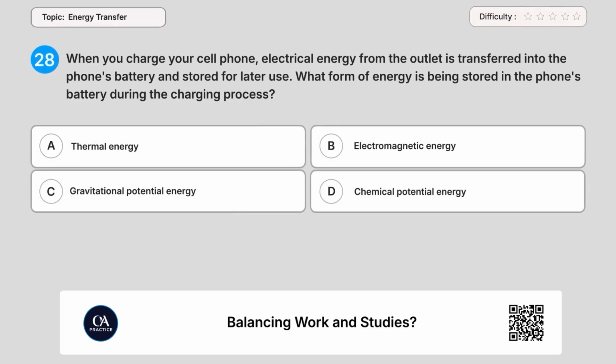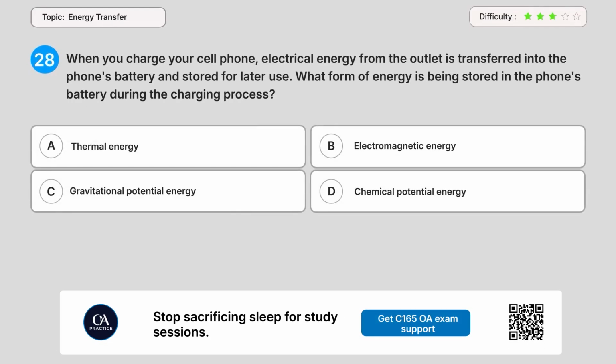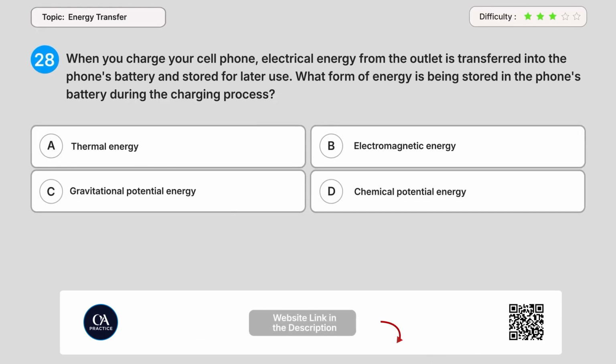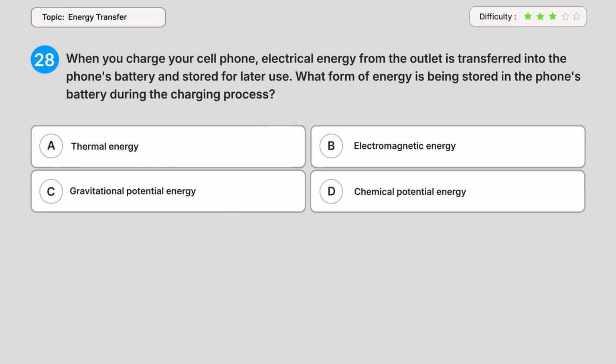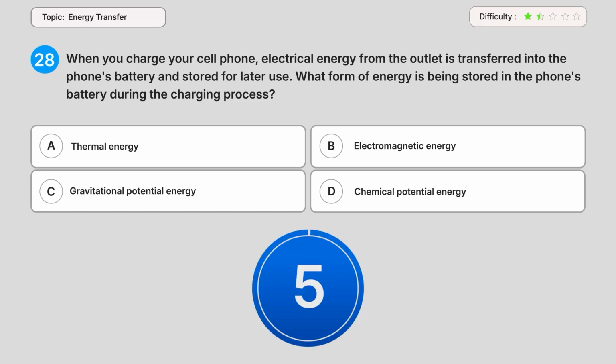28. When you charge your cell phone, electrical energy from the outlet is transferred into the phone's battery and stored for later use. What form of energy is being stored in the phone's battery during the charging process? A. Thermal energy. B. Electromagnetic energy. C. Gravitational potential energy. D. Chemical potential energy. What do you think is the answer?